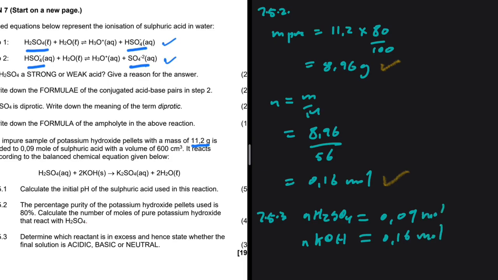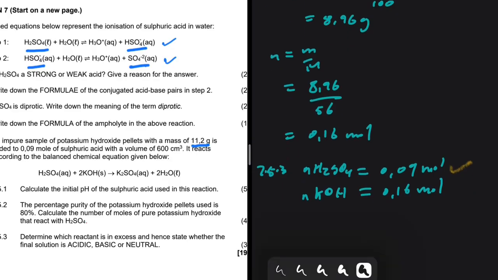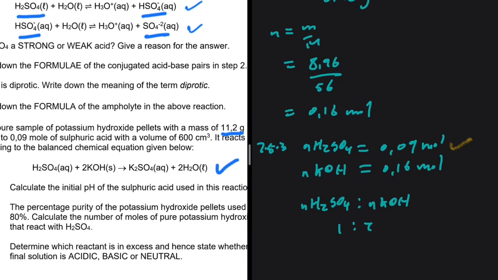So let's perform a test. If these number of moles of H2SO4 are to react completely, how many number of moles of potassium hydroxide would be required? Right. So let me show you how we tackle this. The number of moles of H2SO4 is to the number of moles of KOH, that is 1:2. We are getting that from the reaction, the balancing coefficients.